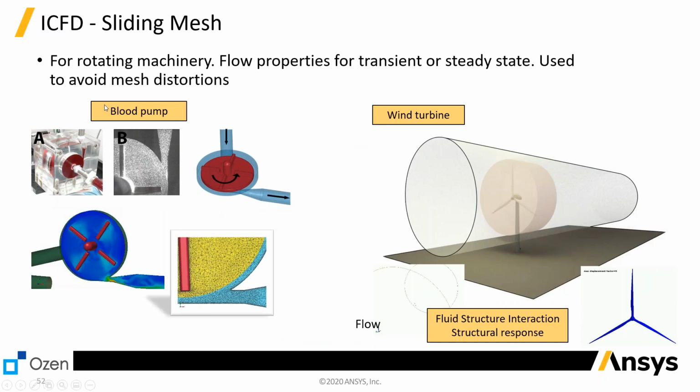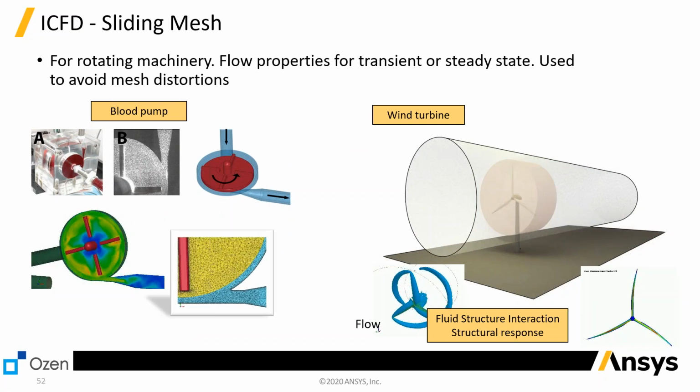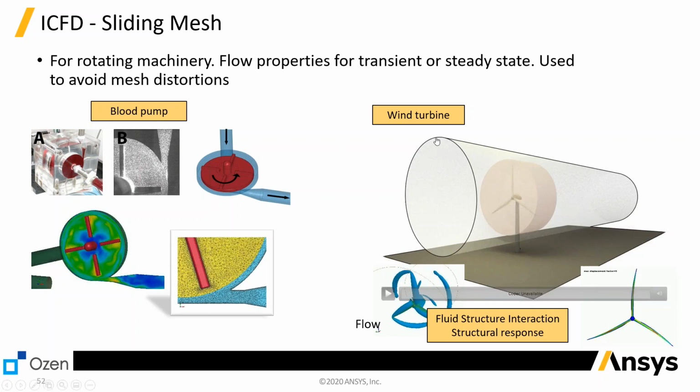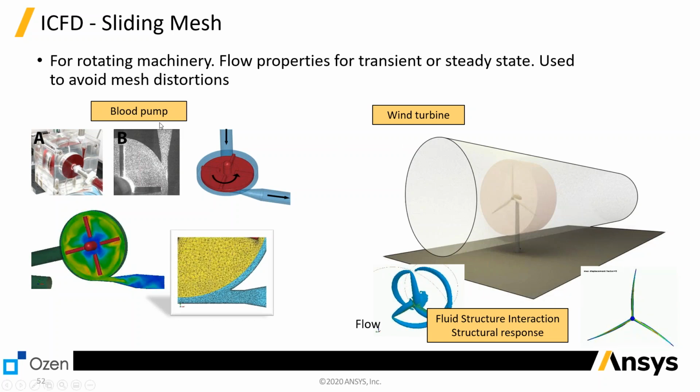Here is an example of the ICFD sliding mesh inside LS-DYNA. We can see some examples for the wind turbine, as well as the blood pump here, which shows the capability of LS-DYNA when it comes to rotating machinery, and how the flow property of transient or steady state can be defined, which will help avoid mesh distortion. This is mainly for LS-DYNA customers.